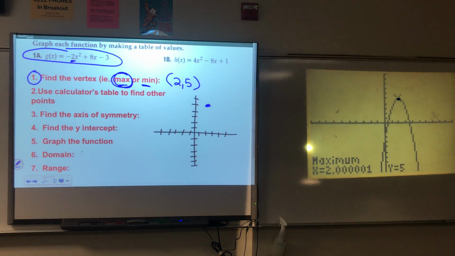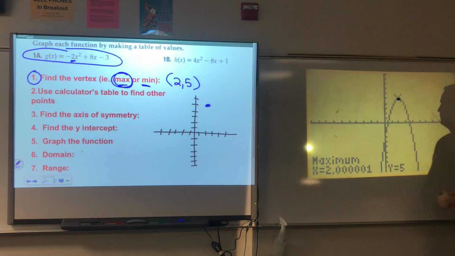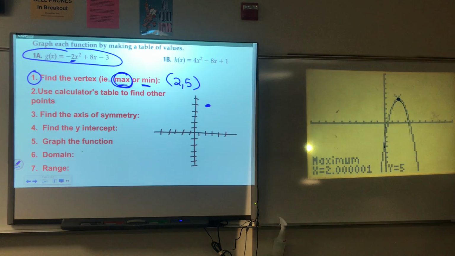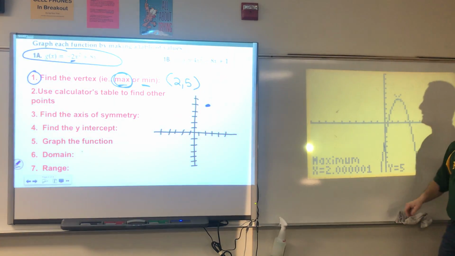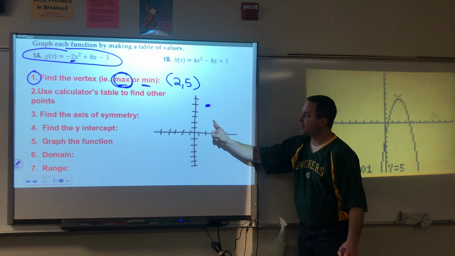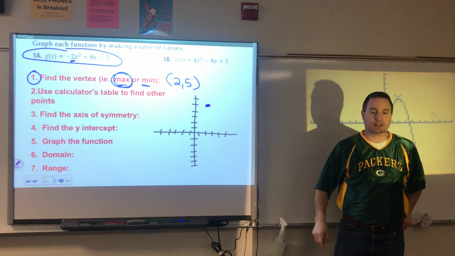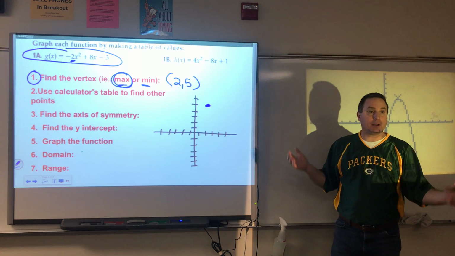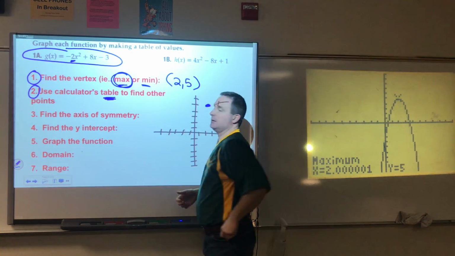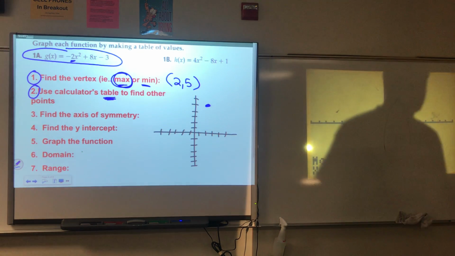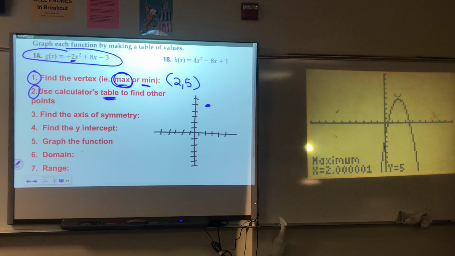Next, I need to find other points. It's not okay just to get a vertex and draw a U, draw a parabola. No, we need more points than that. People always ask me, how many points do you need? I think it's always best to have at least a couple on this side of the vertex and a couple on that side of the vertex. Where do those points come from? If you look at number 2 here, we're going to use the table on your calculator to find those other points. I think you've done this before.